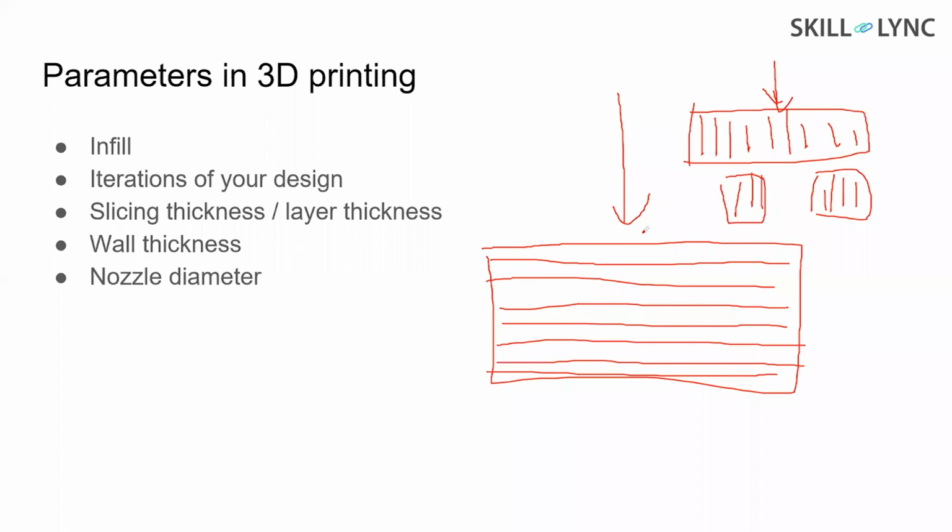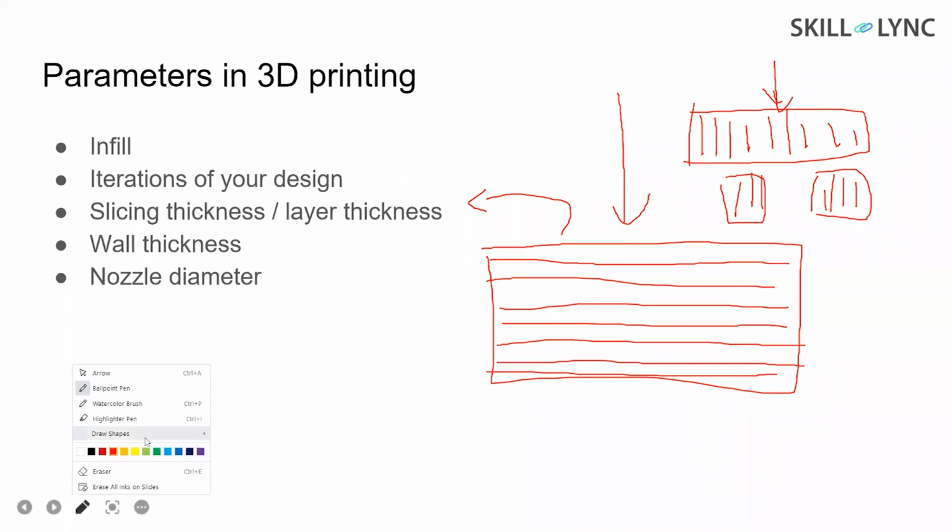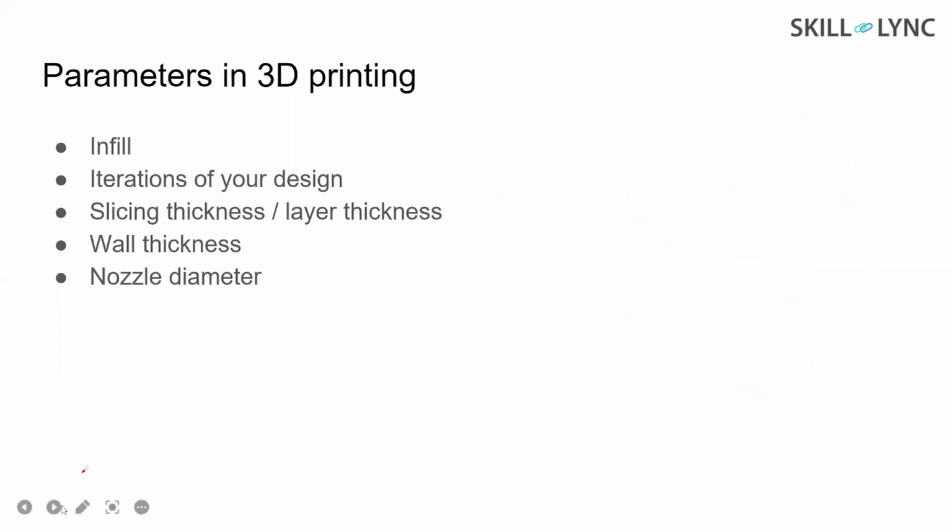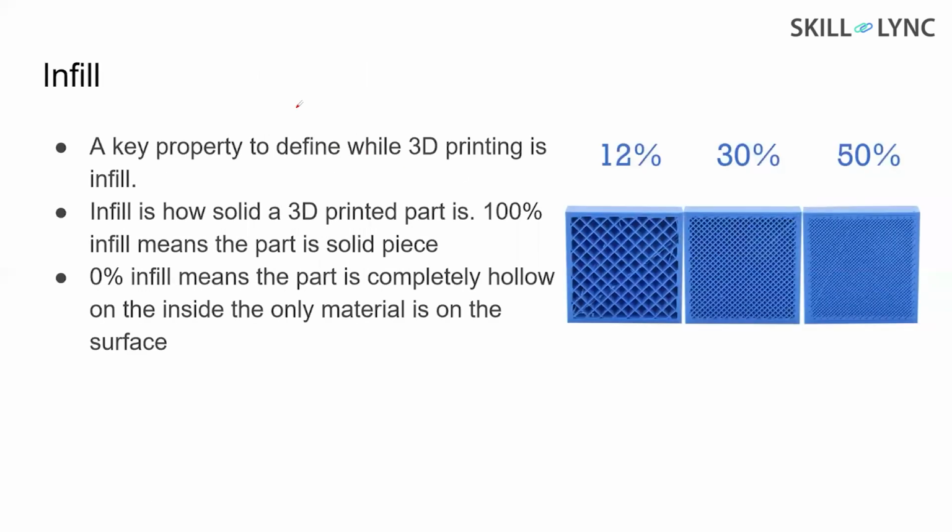So this is your slicing parameter too, right? When it comes to the layer thickness, this is one of the important parameters when you slice, how your component layer should be in the orientation part. Now, we'll look at all of these things in a little more detailed manner, right? What do you mean by infill? What do you mean by iterations of your design? What is your wall thickness? What is your nozzle diameter? All those things, right? So infill, when we talk about the infill, we talk about percentage density, right?